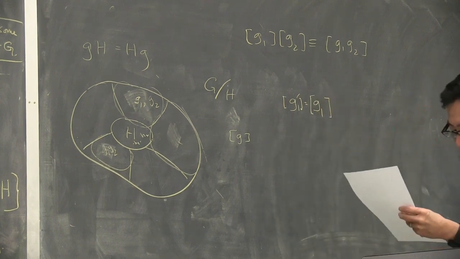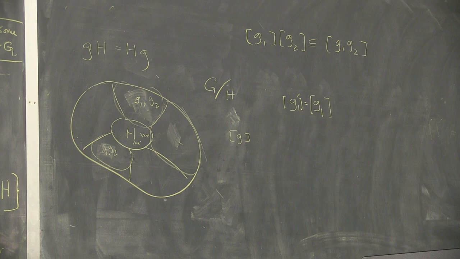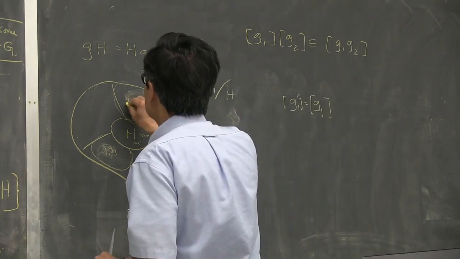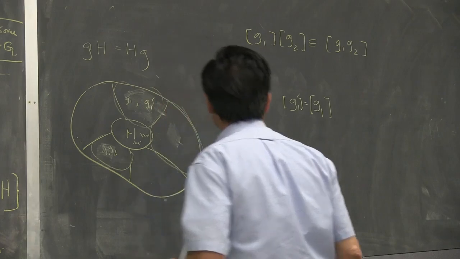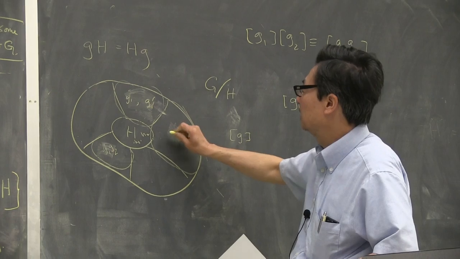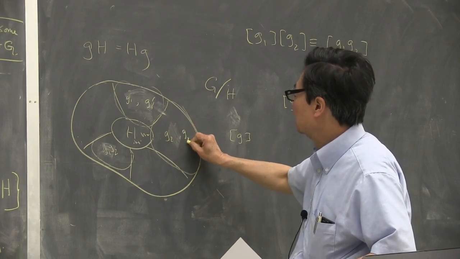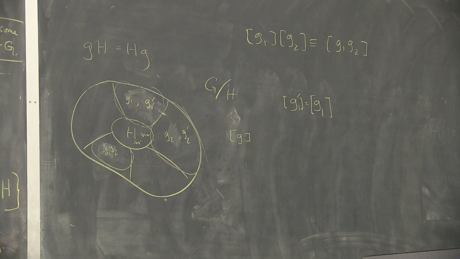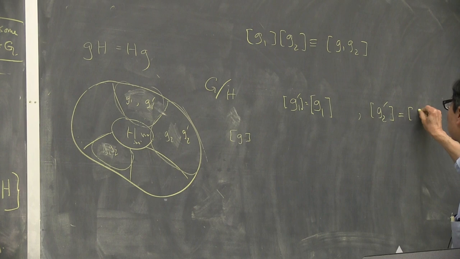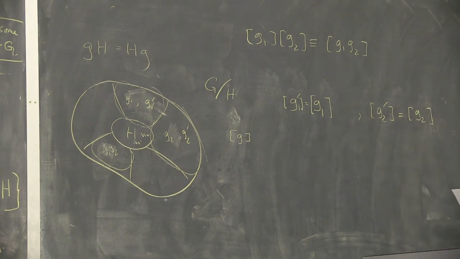So let's say I have this situation, okay? G1 and G1 prime both sit within the same coset. Let's say this one, G1 and G1 prime. And just for clarity, let me say that G2 and G2 prime are another pair of elements which sit inside another coset. So I also have the bracket of G2 prime equal to the bracket of G2. Let's say I have this situation in here.